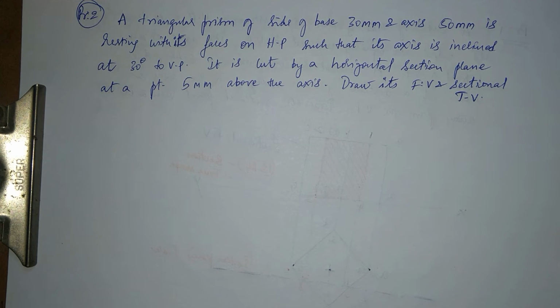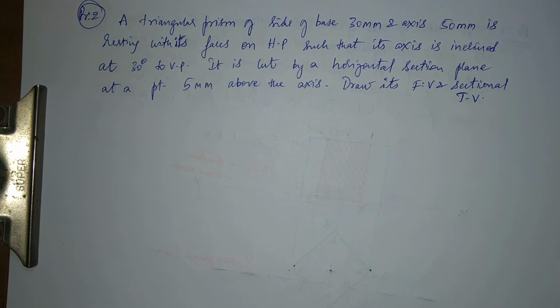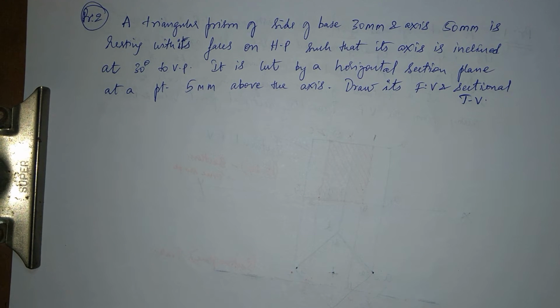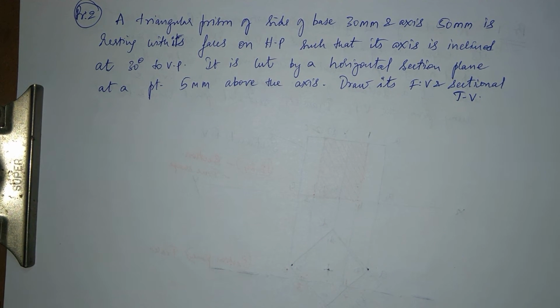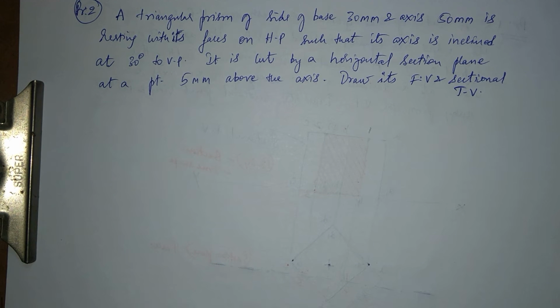First of all, how many faces does a triangular prism have? It's a regular triangular prism of side 30 mm and axis 50 mm long. Alright, so it has 3 faces and 3 edges: 3 edges at the bottom, 3 edges at the top, and 3 faces. Obviously, for a prism, the faces are rectangular. So where do I see the base shape?